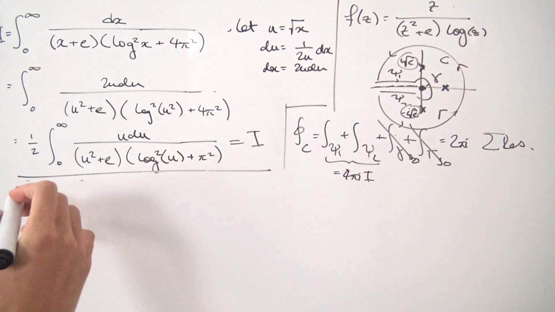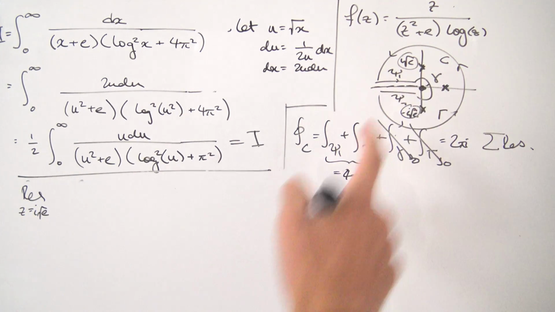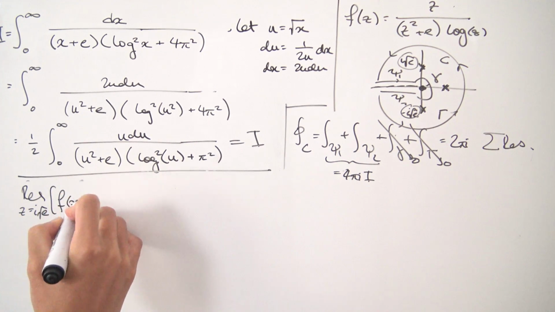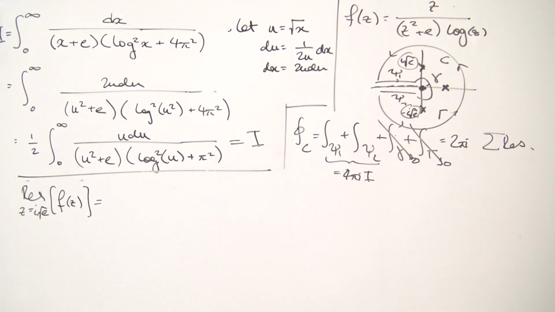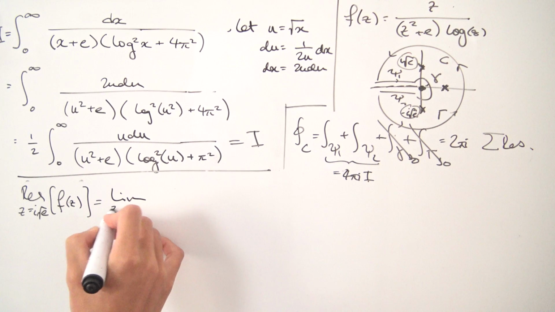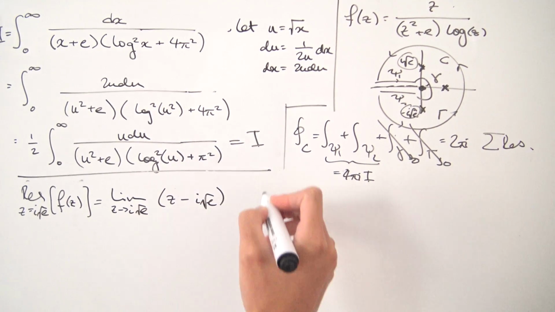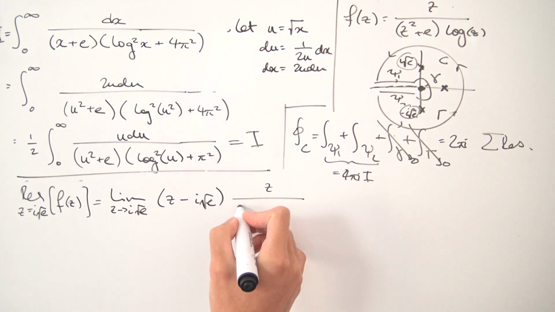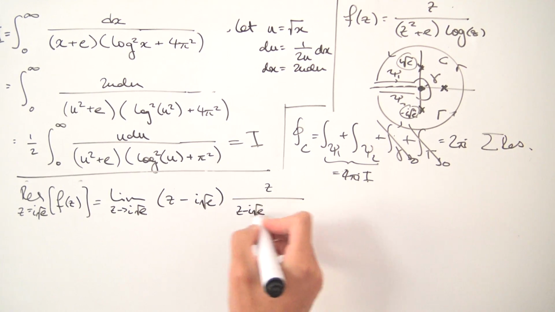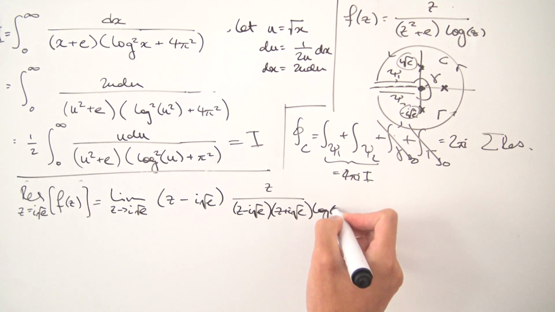So the residues, let's take a look at the residue at z is equal to i square root of e first, so this top one. So this is of the function f of z, of course. So what is this? Well, we have a quadratic factor here, so you can split that up into linear factors, and since it's linear, it's just a simple pole. So we just use the formula for simple poles. It's the limit as z approaches the pole of z minus the pole, and then you multiply by the function, which is in this case just z divided by, let's factor it, z minus i square root of e, and then z plus i square root of e, and then we also have that logarithm on the denominator.